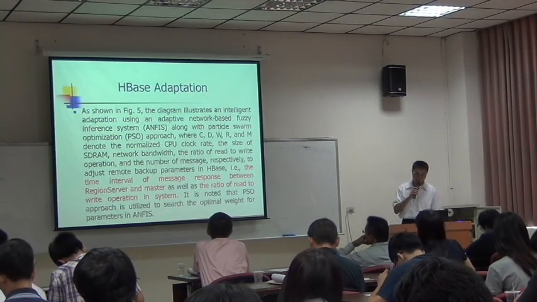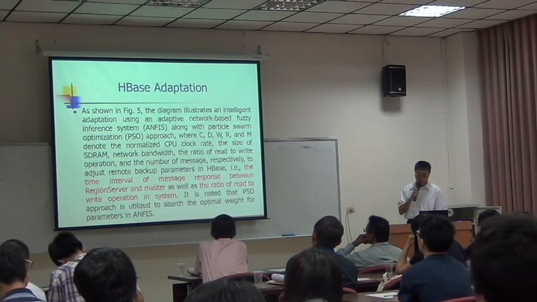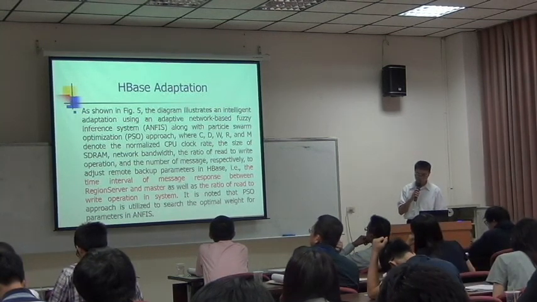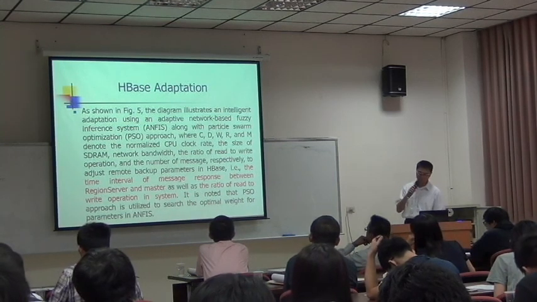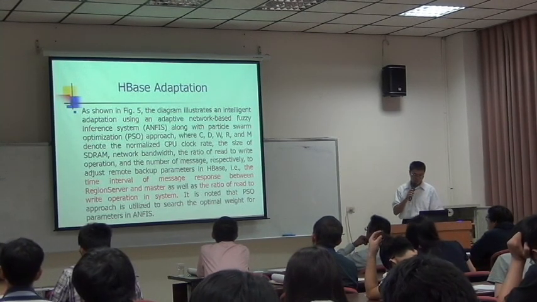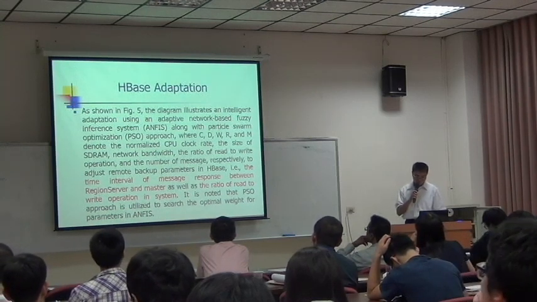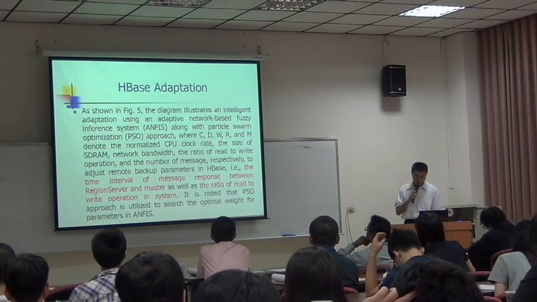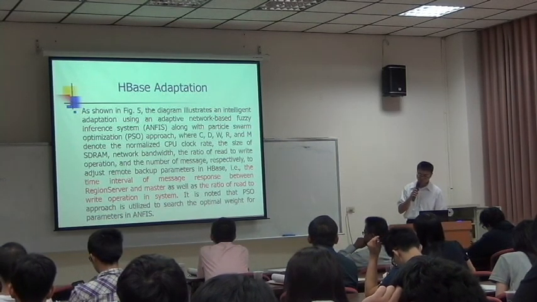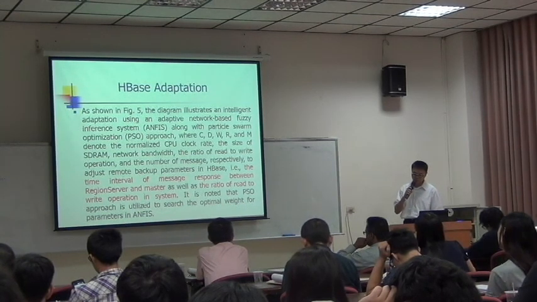Shown in figure 5, the diagram illustrates an intelligent adaptation using an adaptive neural-based fuzzy inference system, along with a particle swarm optimization approach, where DBWR and N denote the normalized CPU clock rate and size of SD-RAM, network bandwidth, and ratio of read-to-write operation, and the number of messages respectively, to adjust remote backup parameters and express.